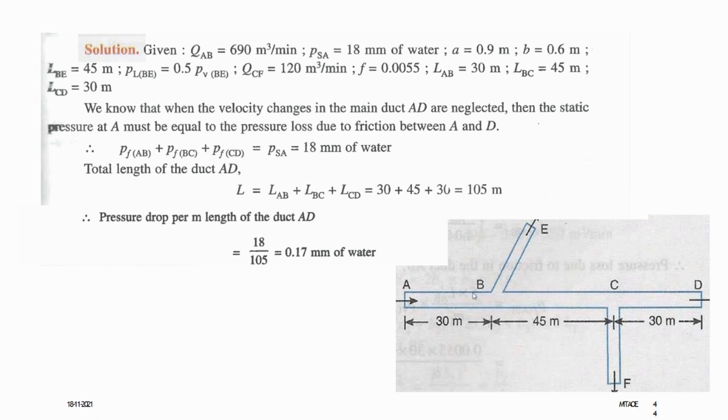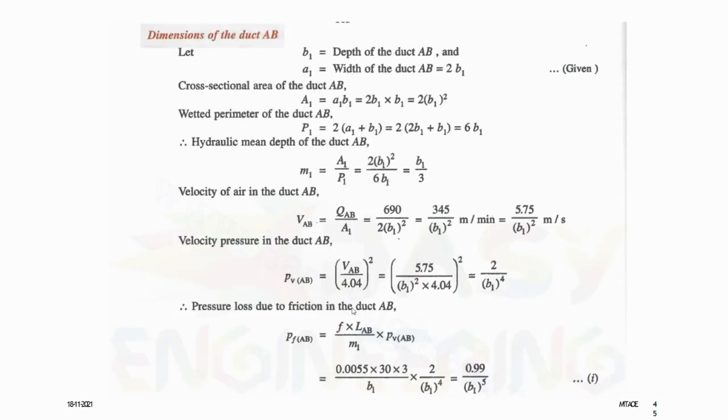It is basically taken as PSA, the static pressure at point A, which is 18 mm of water. The total length of duct is LAB plus LBC plus LCD. The three main sections are calculated and the total length we get is 105 meter. Then the pressure drop per meter length of the duct AD: first we take the whole main duct AD. The pressure drop per unit length is 18 upon 105, which is 0.17 mm of water. This pressure drop should be maintained constant throughout all ducts and all branches.